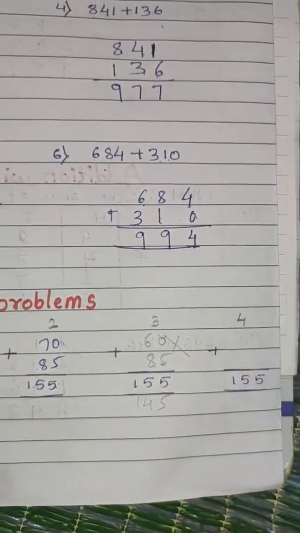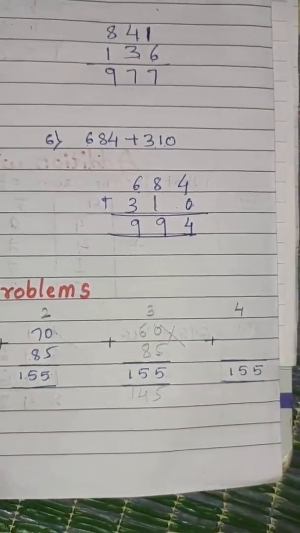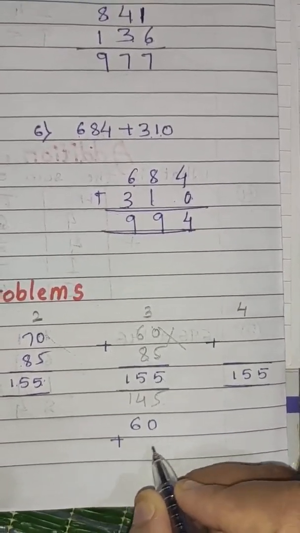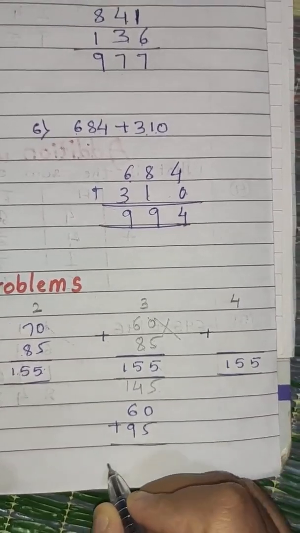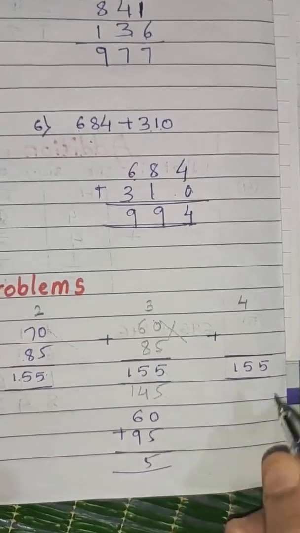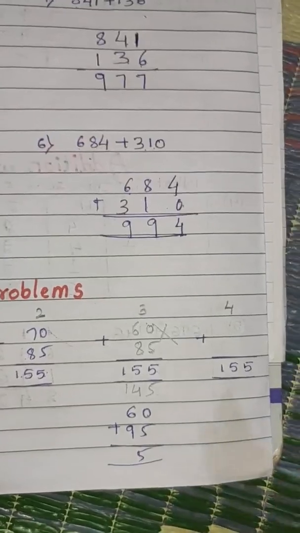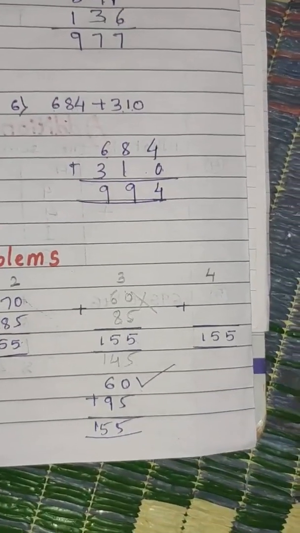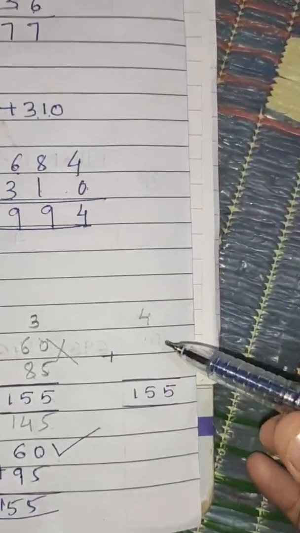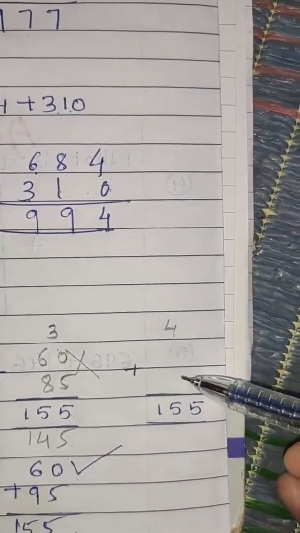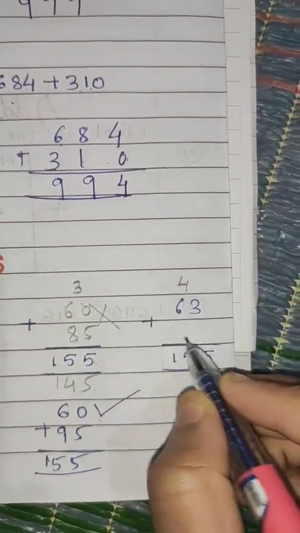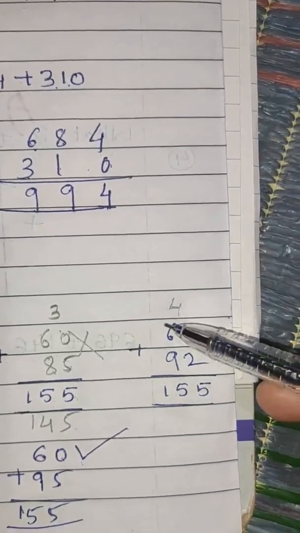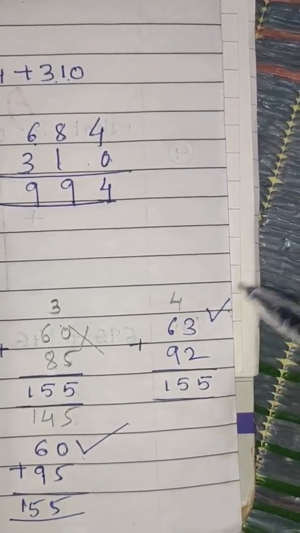So let us try by taking some other numbers. I will take here 60 plus 95. 0 plus 5 is 5, 6 plus 9 is 15. Right, so it is the correct one, 155. Let's frame one more problem here. I will write 63 and 92. 3 plus 2 is 5, 6 plus 9 is 15. It is also correct.